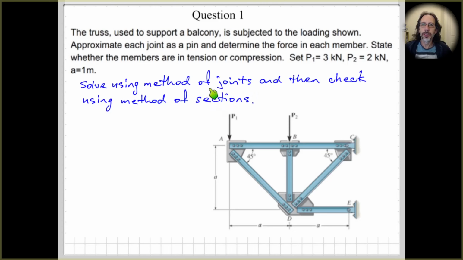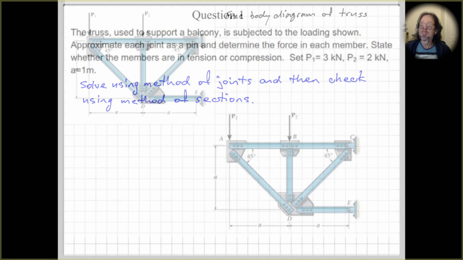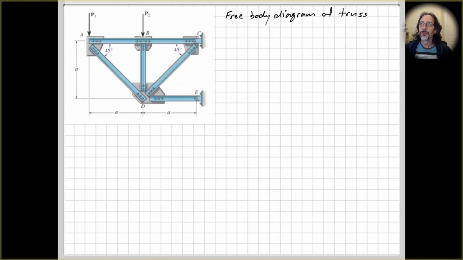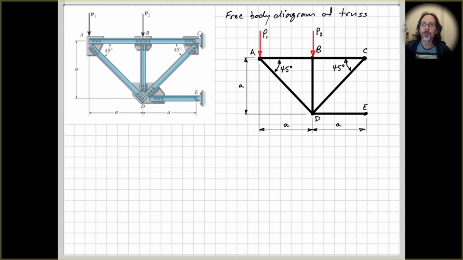Firstly, we'll do the whole problem using method of joints, and then we'll check our solution by using method of sections. To start with, we'll draw a free body diagram of the truss, and that will enable us to determine the reactions at the supports. Now, it is possible to determine the forces in the members without drawing a free body diagram of the entire truss and working out the reactions at the supports. But in any real practical problem, you're going to need to know those values anyway. So let's do it. And then when we use our method of joints, we can compare the results that we get with the values that we calculate for our reactions.